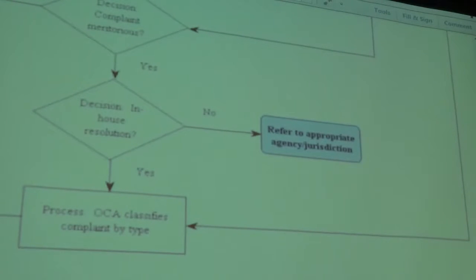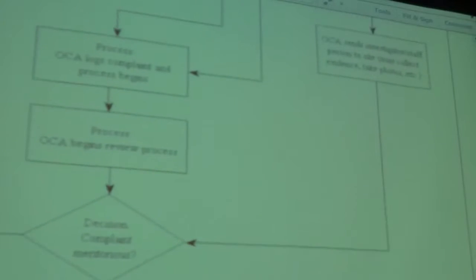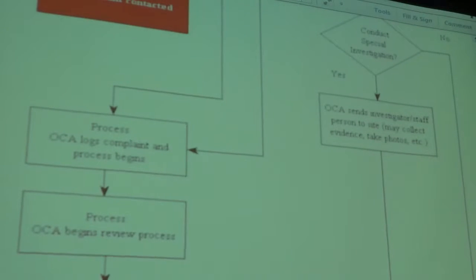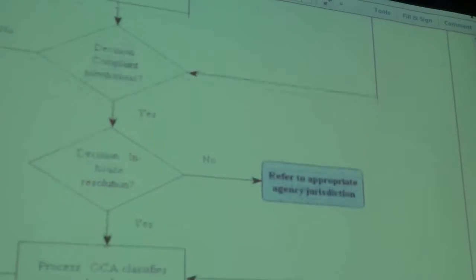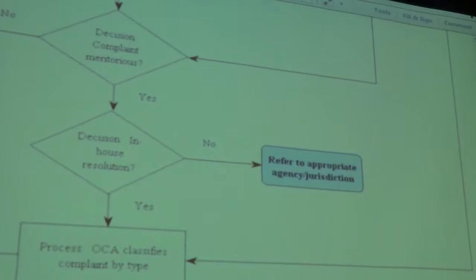OCA classifies the complaint by type: is it a home improvement complaint, is it retail, or is it another type? If yes, it is a special complaint, then OCA again sends the investigative staff to collect the data. Once the OCA staff collects it, then OCA makes a determination: does the complaint have standing, yes or no? If no, it ends. If yes, then it determines if it's an in-house solution, or is it referring the complaint to an outside investigation?